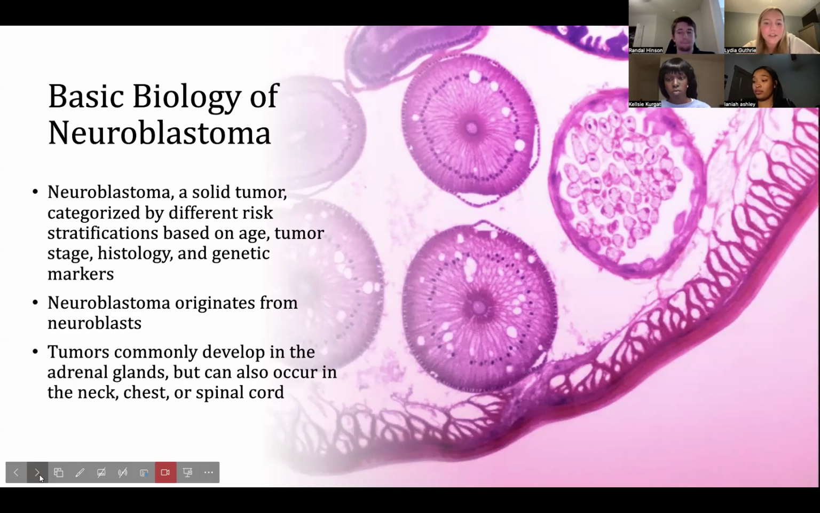Neuroblasts are immature nerve cells that normally turn into working nerve cells. They are part of the developing sympathetic nervous system, which controls your body's fight or flight response. The tumors commonly develop in the adrenal glands, which are located above your kidneys, but can also occur in the neck, chest, or spinal cord.